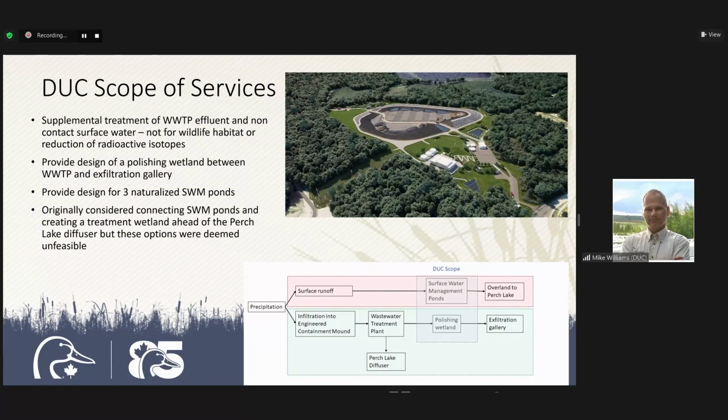Originally, we considered connecting the surface water management ponds in sequence and adding another polishing wetland to treat water before it enters the Perch Lake diffuser, but these options were eliminated in the early stages of the design work. The calculations revealed that connecting the surface water management ponds in sequence didn't provide sufficient additional water quality improvement to justify the extra cost. Similarly, the option of adding another polishing wetland ahead of the Perch Lake diffuser was deemed to have low cost benefit, given that the Perch Lake diffuser will only be used occasionally when the groundwater table is too high to use the exfiltration gallery.